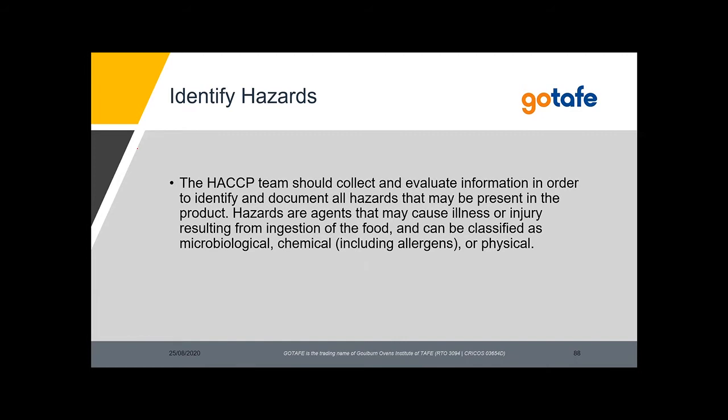So the first one, identify the hazard. The HACCP team should collect and evaluate the information in order to identify and document all the hazards that may be present in the product. Hazards are agents that may cause illness or injuries resulting from ingestion of food and can be classified, as we mentioned yesterday, as microbiological or biohazard, chemical hazard, including allergens, and also physical ones, like packaging materials or other physical products getting into the food.